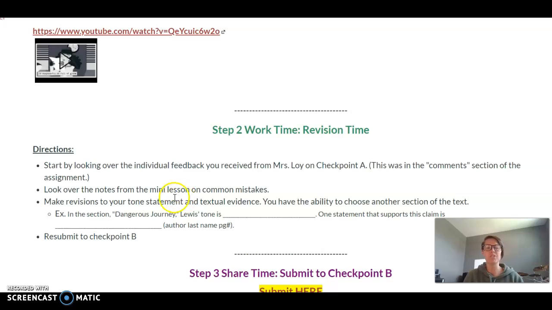Then check over the notes from this mini lesson. I'm going to walk you through a model example here in just a second to help guide you in the direction that I'd like for you to go. Then you're going to create your own revisions, and then you're going to submit to checkpoint B, which is featured all the way down here at the bottom of the mini lesson. So let's go ahead and take a look at an example, and I'll talk you through my mental process before we dive into you doing your own work.